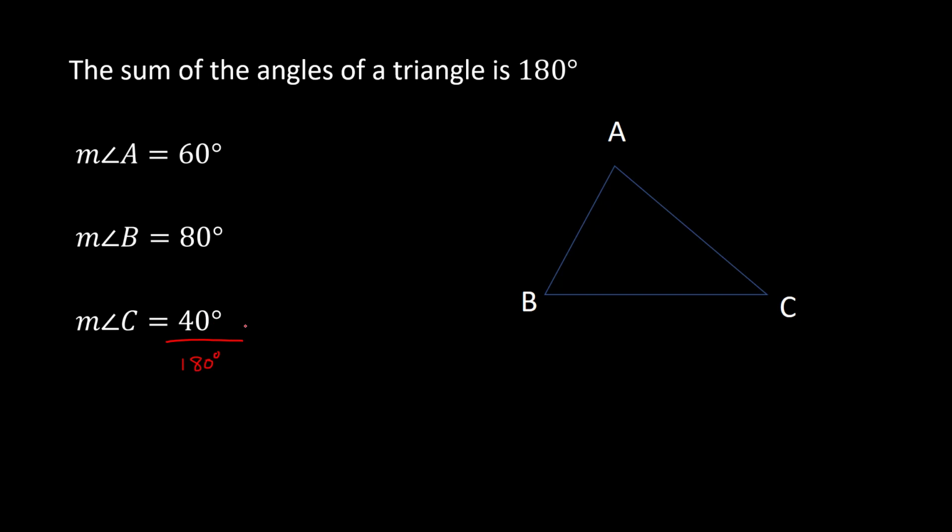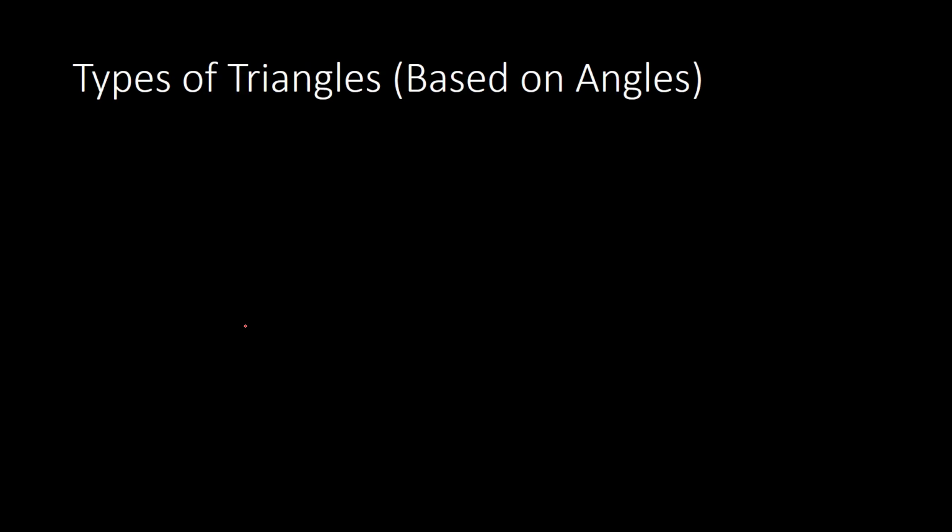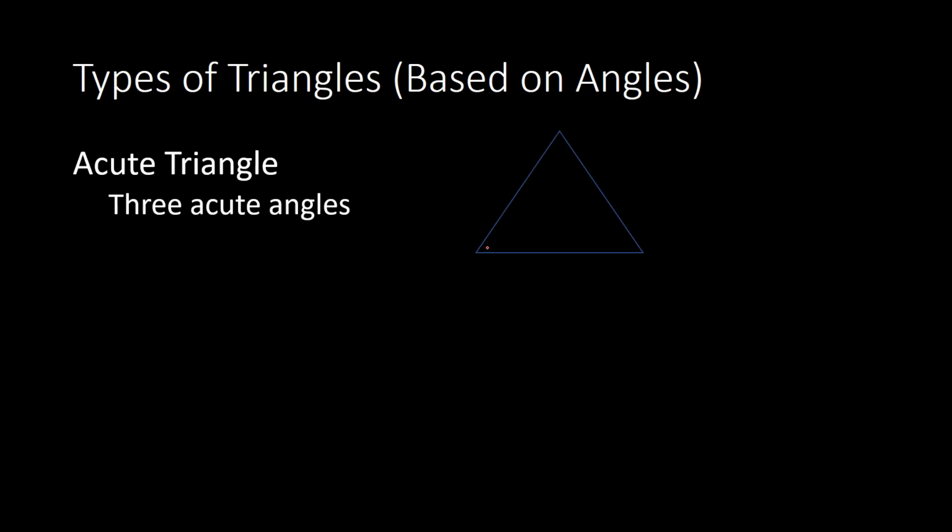Now with triangles, we have different ways to categorize triangles. We can categorize by length, and we can categorize by angle measure. So we'll first begin by discussing the angle measure way of categorizing. Based on angles, we have what we call an acute triangle. An acute triangle has 3 acute angles. So for example, if you look at this triangle to the right, notice every angle is less than 90 degrees. Every angle is acute. So that would be an acute triangle.